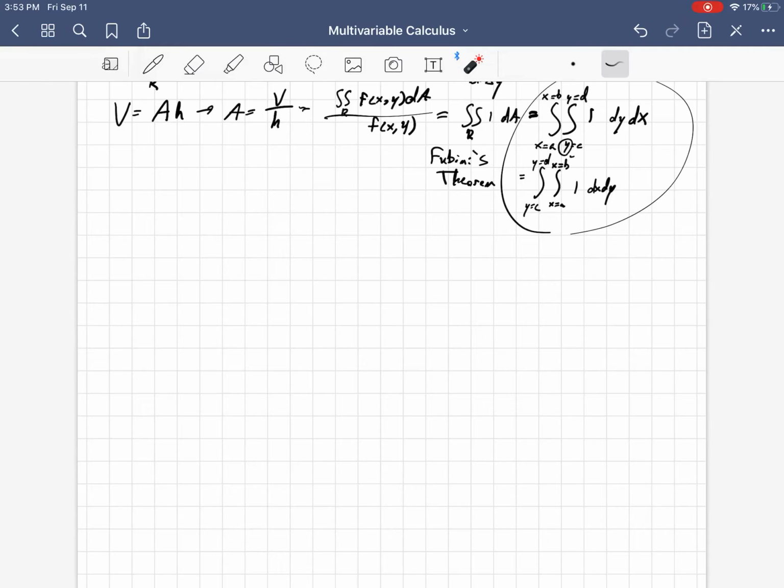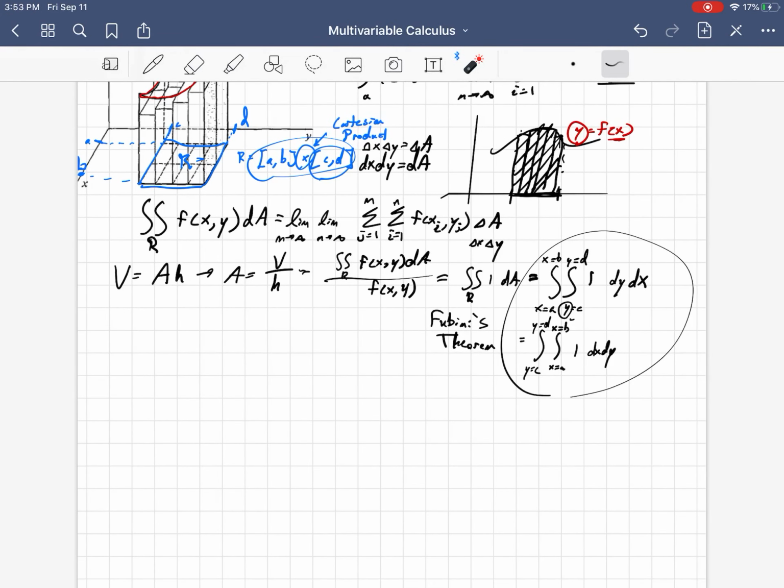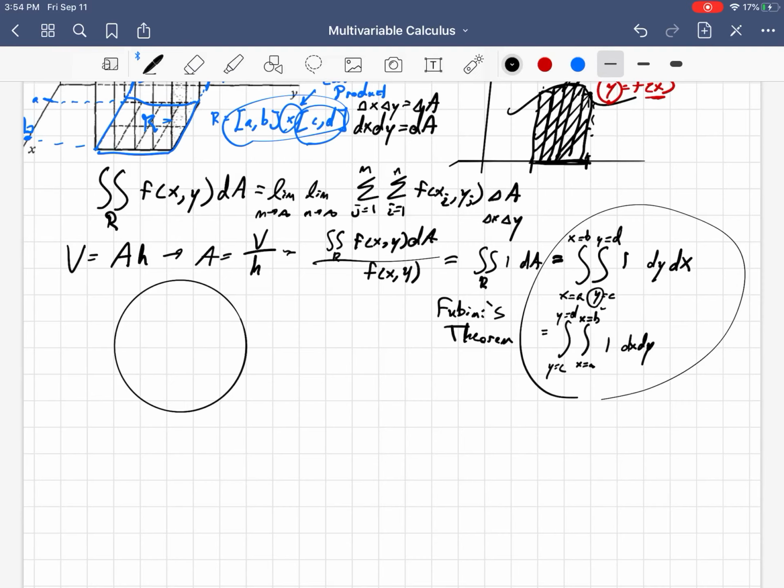So, what we're going to do now is, let's see. I have Fubini's theorem. I have the area. Now we need to talk about the circle itself. So, we've got a circle of radius 1, x squared plus y squared equals 1.